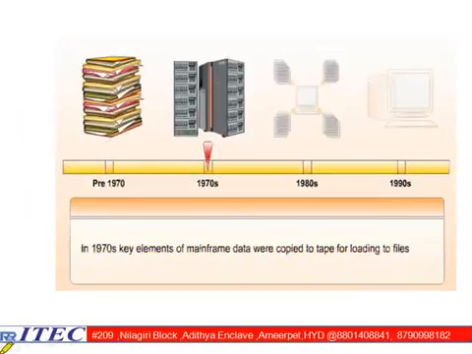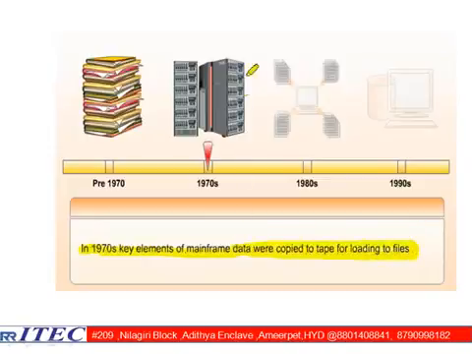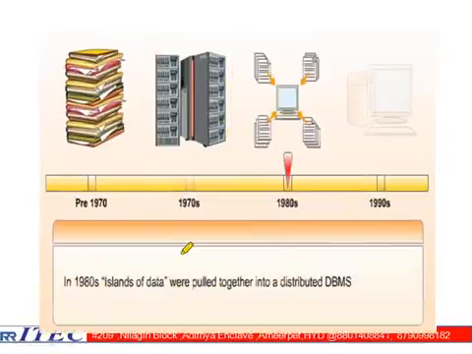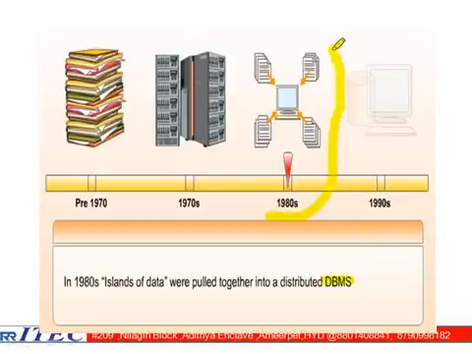Next, in the year 1970, key elements of mainframe data were copied to tape for loading to the files. So this was the mainframe environment we used to store the data. Now in 1980, we slowly came up with one concept known as DBMS, Database Management System. So we used to store the data in the database management system by using a number of client and server architecture.